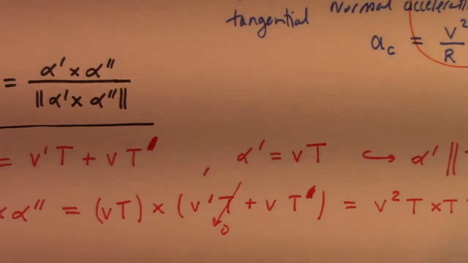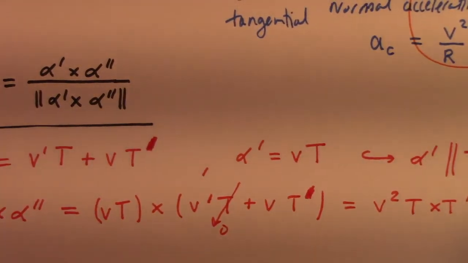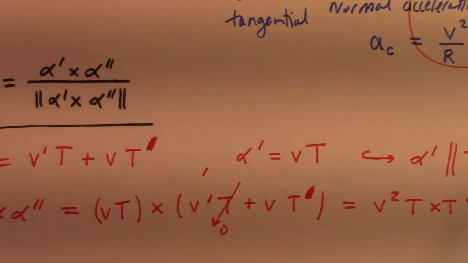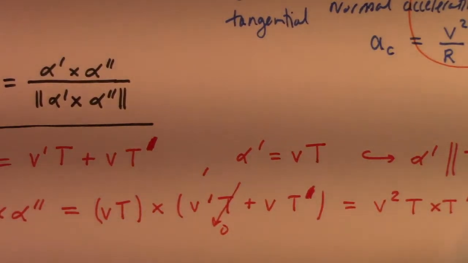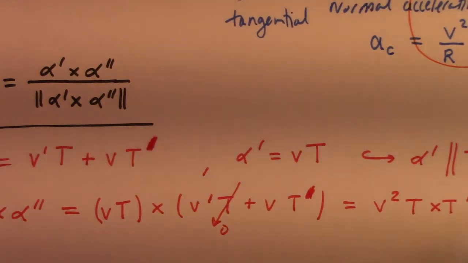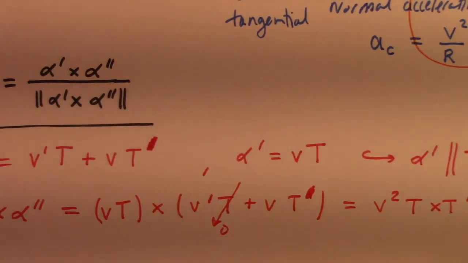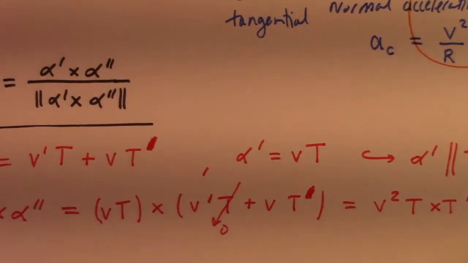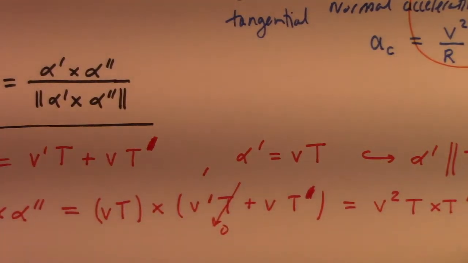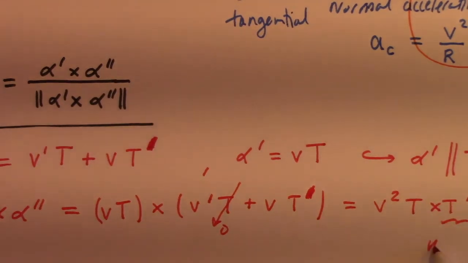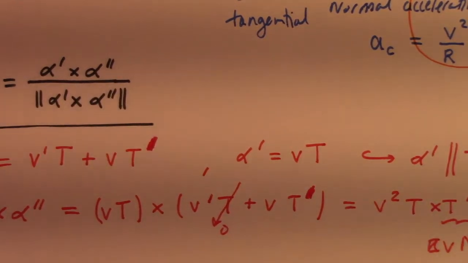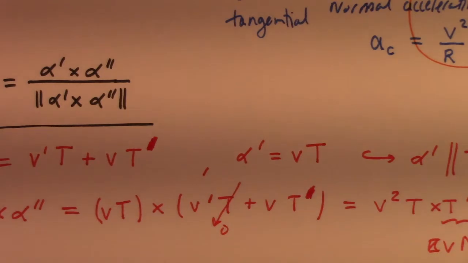Now, I guess the question is, why is that in the binomial direction? Well, almost there. This is v cubed kappa t cross n, right? Because t prime is kappa vn in the non-unit speed case. But of course t cross n is just b.